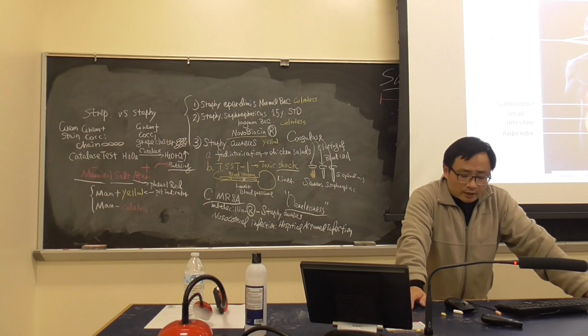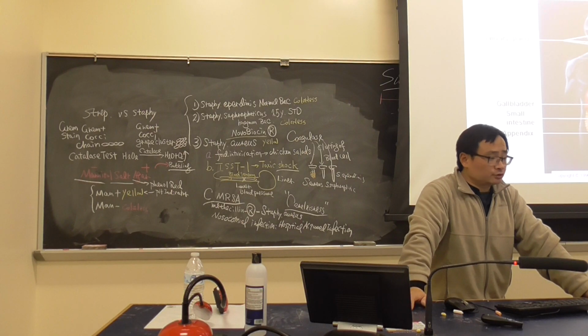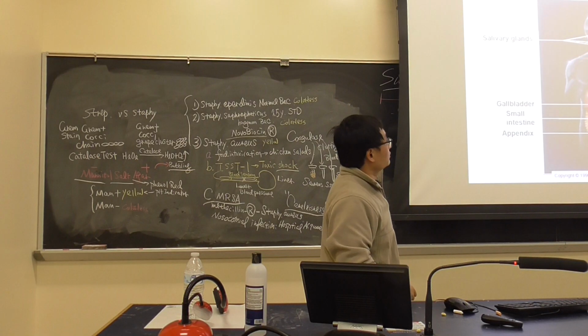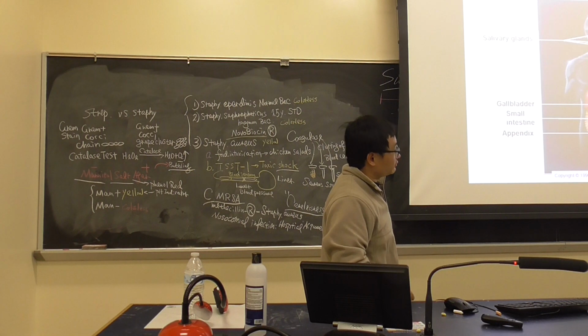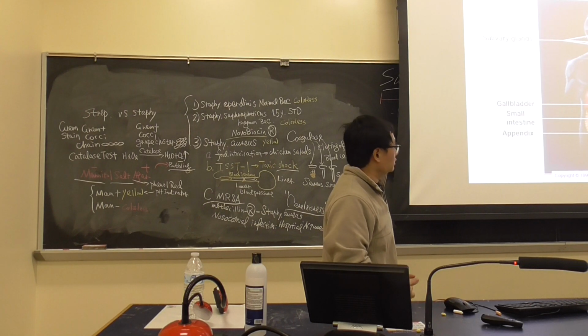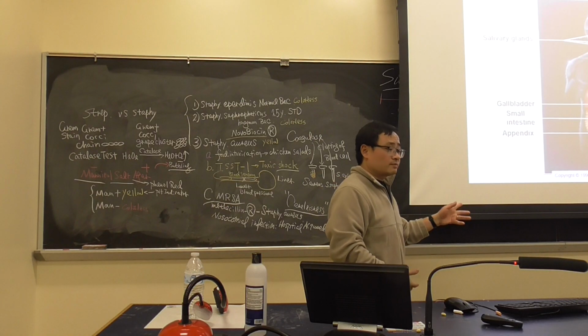So we mentioned the upper respiratory tract. Then we move on to the human digestive tract. So you can see you have salivary glands, oral cavity, esophagus, liver, stomach, pancreas, large intestine, small intestine, appendix, rectum, anus, all these.